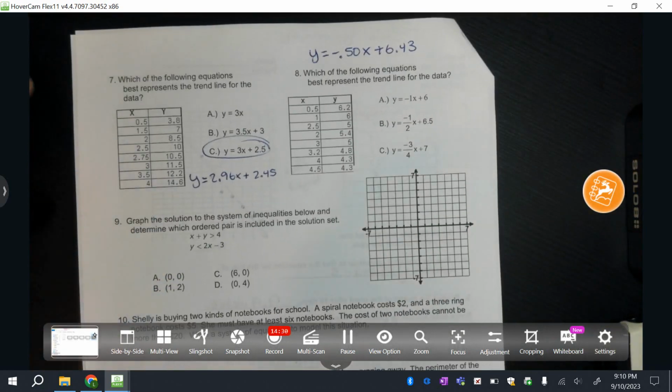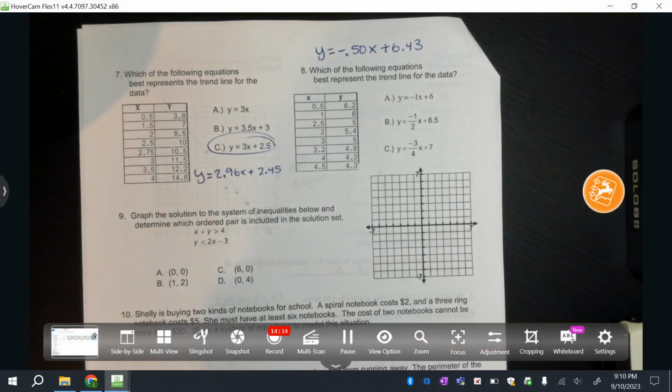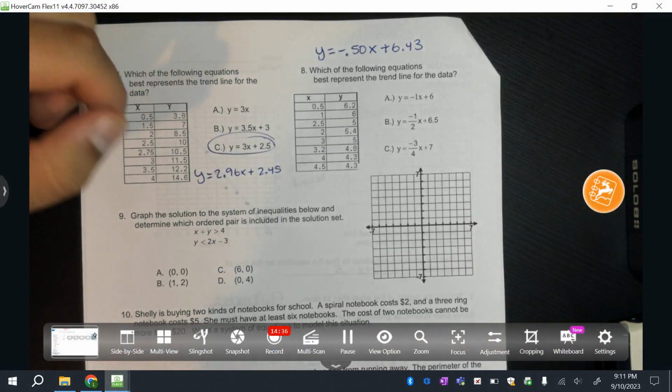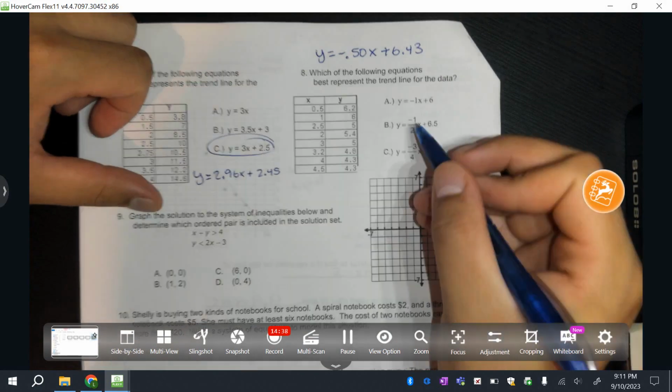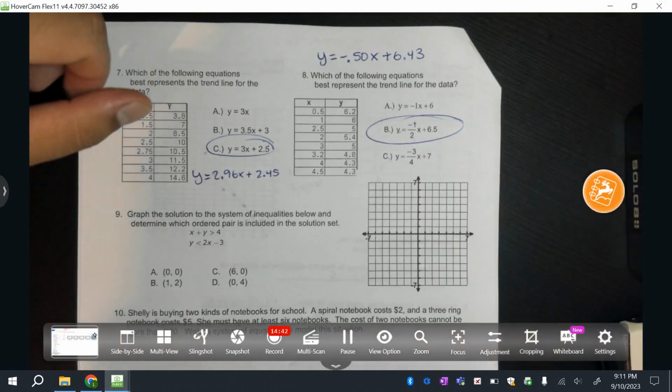Alright, so I wrote it down. Y equals negative 0.50x plus 6.43, and the line that best represents this is going to be y equals negative half x plus 6.5, so B.